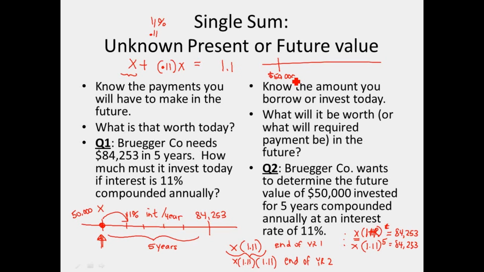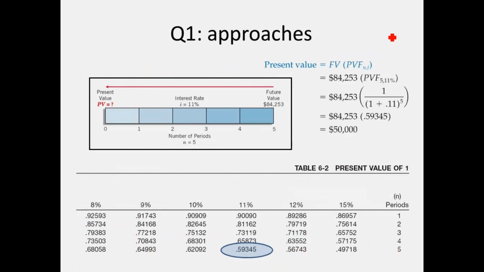$84,000. Normally you wouldn't know that without doing the calculation, so what would I have done differently? I would take the $50,000 and multiply it by 1.11 to the fifth, and I would get $84,253. These are what we call single sum problems. You're just solving for one chunk of money that you either put in at the beginning or take out at the end.